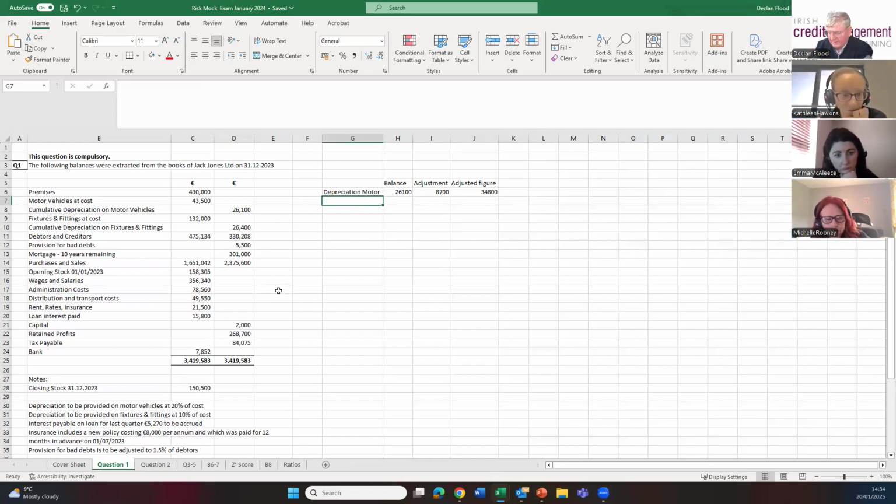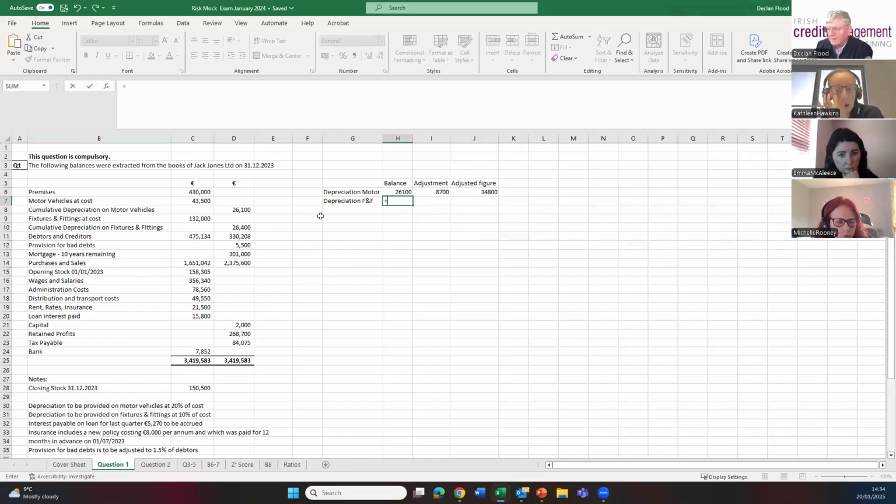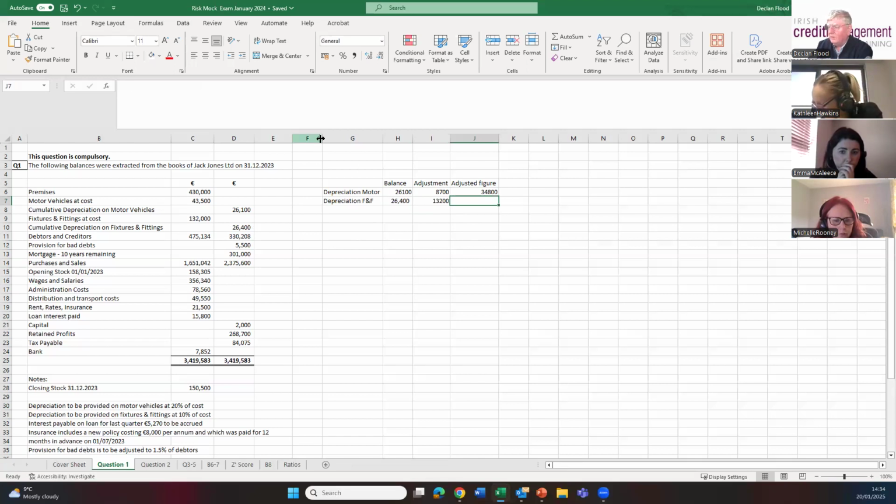The second line is depreciation on fixtures and fittings, isn't it? So what is the balance there? Cumulative depreciation of fixtures and fittings is 26,400. They have to be depreciated at 10% of cost. So that is my fixtures and fittings at cost multiplied by 10%. It's 13,200. So now my adjusted figure for depreciation has gone up to 39,600.